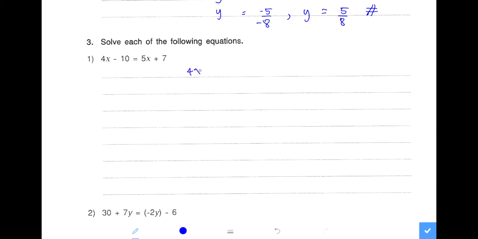So let's see. 4x minus 10 is 5x plus 7. So move the x's, move the variables, to the left. So 4x minus 5x is 7 plus 10. 4x minus 5x is minus x. 7 plus 10 is 17, right? If minus x is 17, then x is the opposite. It's negative 17. Yeah, finished.